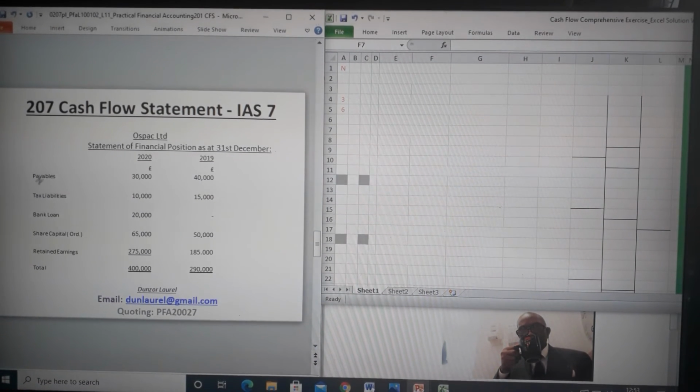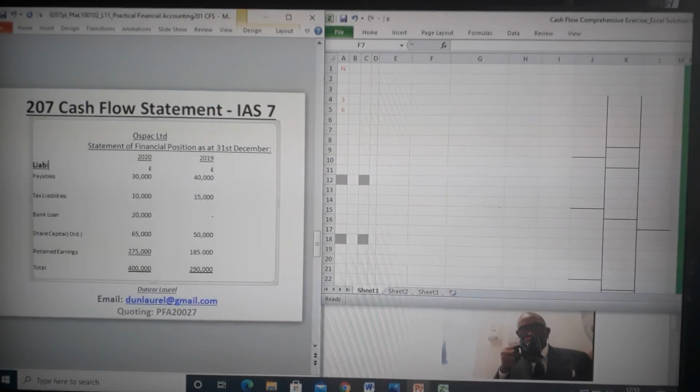Here are the liabilities, or let's head it liabilities. So payables, 30,000 2020, 4,000 2019. Tax liability, 10,000 2020 and 15,000 2019. Bank loan, 20,000. None was taken in 2019. Share capital, 65,000 2020, 50,000 2019, is ordinary share capital.